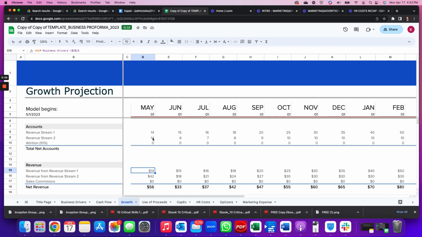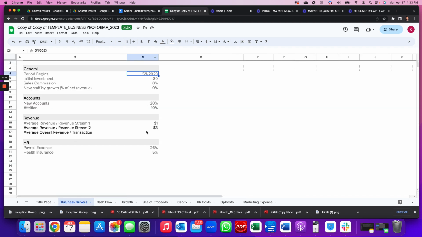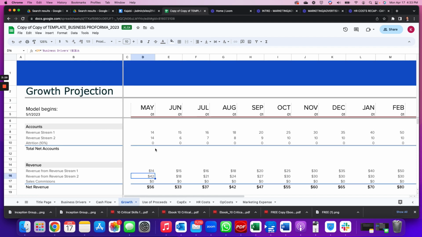Now, if we go to revenue stream 2, again we have 14 units, and if we go to revenue from revenue stream 2, you'll see that is $42. Why? Well, we have D9 times business drivers at cell C16. As you recall, C16 is $3, which is what gives us that 42.